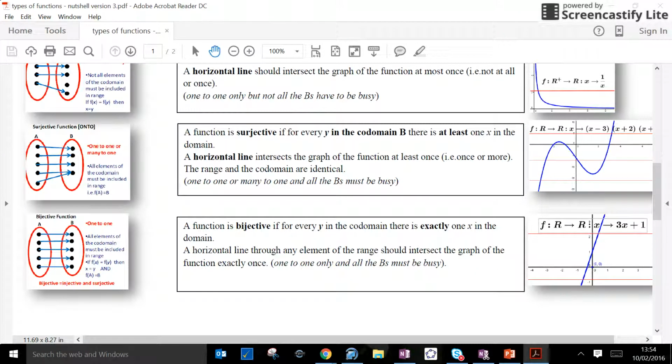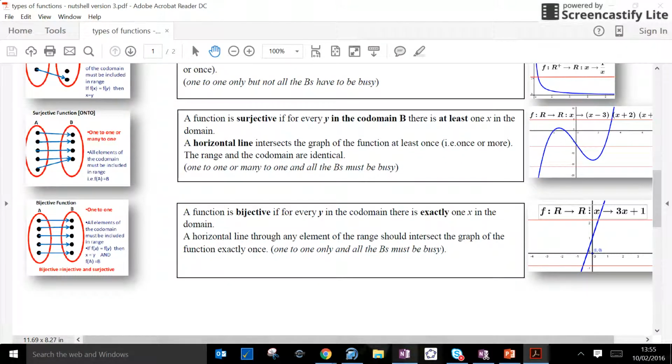Okay, that moves us on to a surjective function. A function is surjective if for every y in the codomain B there is at least one element x in the domain. And if we look at our mapping diagram to the left, it's a one-to-one or a many-to-one, such that two inputs can map to the same output. Finally, a bijective function is a one-to-one mapping. A function is bijective if for every y in the codomain there is exactly one x in the domain. Also, the codomain is equal to the range.